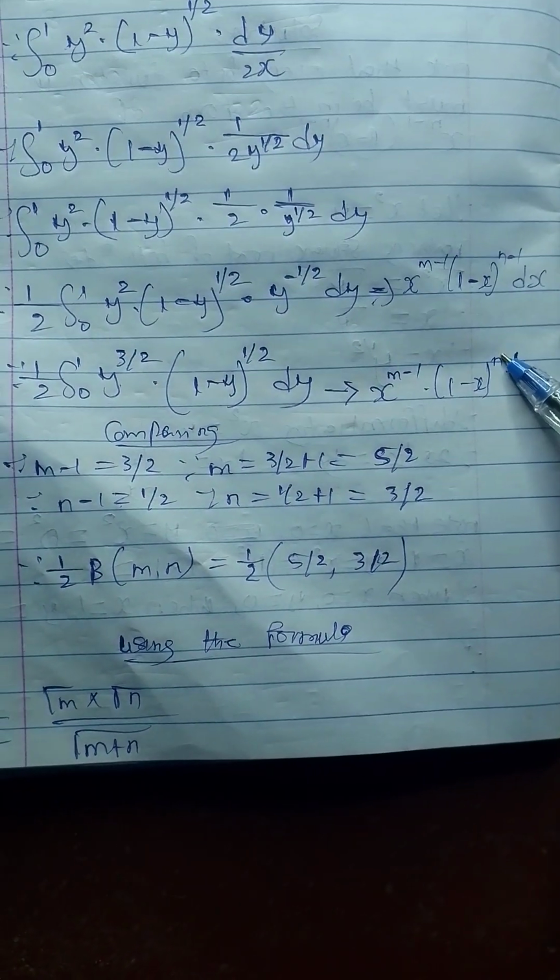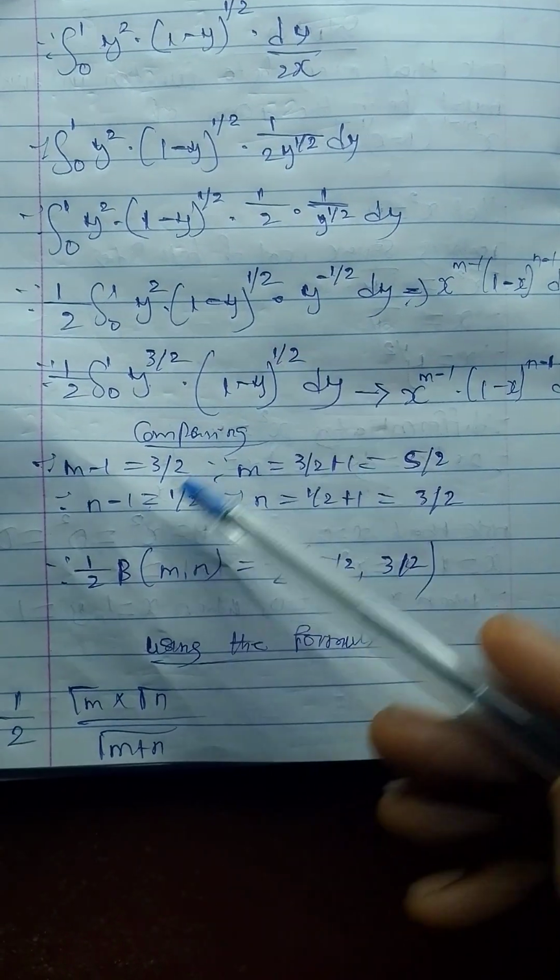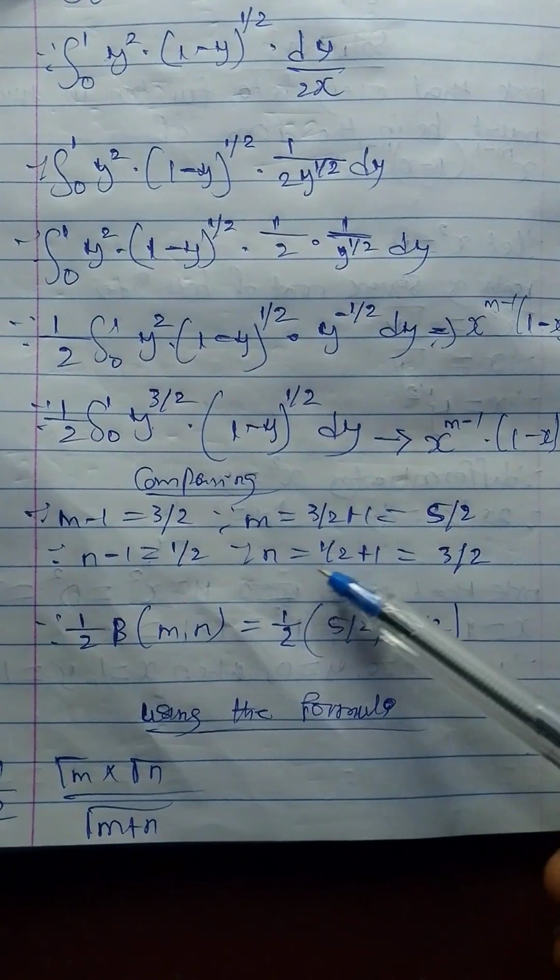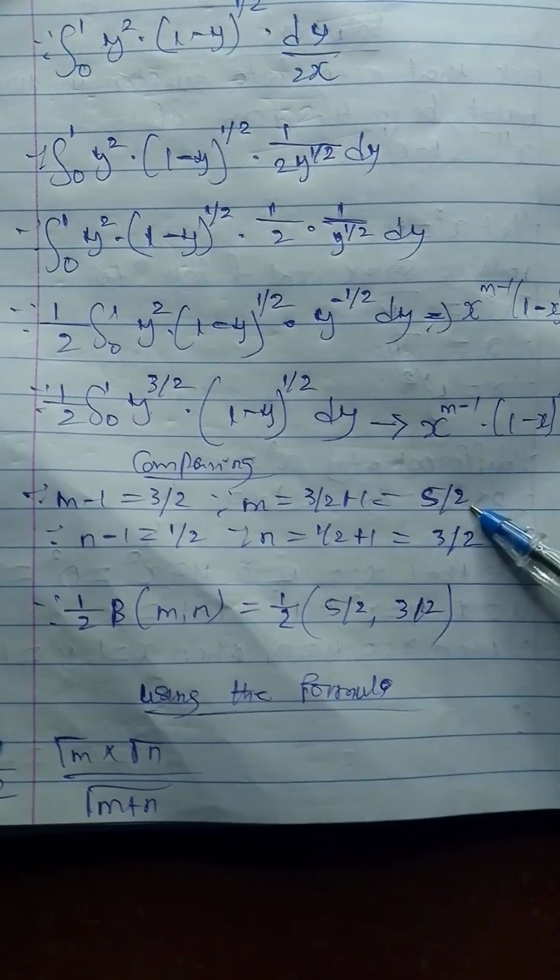Again, we do for n minus 1 is equal to 1 over 2. So we have that n minus 1 is equal to half. So therefore n is 1 over 2 plus 1, which is 3 over 2.